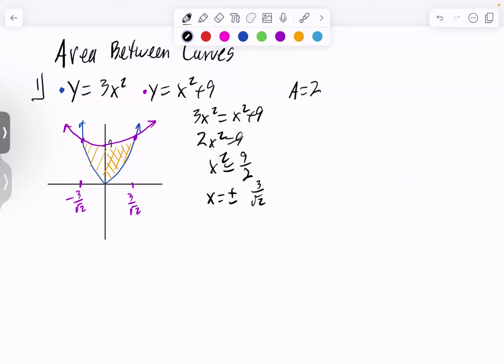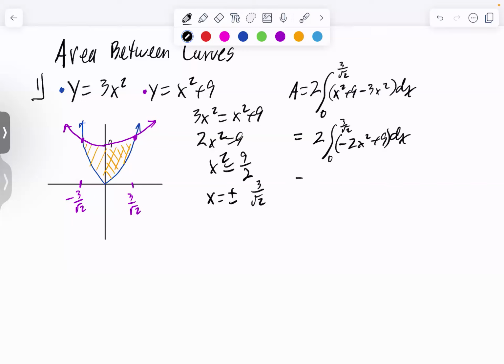So area is going to be double the integral from 0 to 3 over root 2 of the top function, which is the x squared plus 9, minus the bottom function, which is the 3x squared. Top function minus the bottom function is going to give me the orange. I'm only going in the orange that has the double strikes in them, and then I'm doubling that. That's what the 2 out in front represents. Notice I'm starting at 0. So this is going to give me 2 times the integral from 0 to 3 over root 2 of negative 2x squared plus 9 dx.